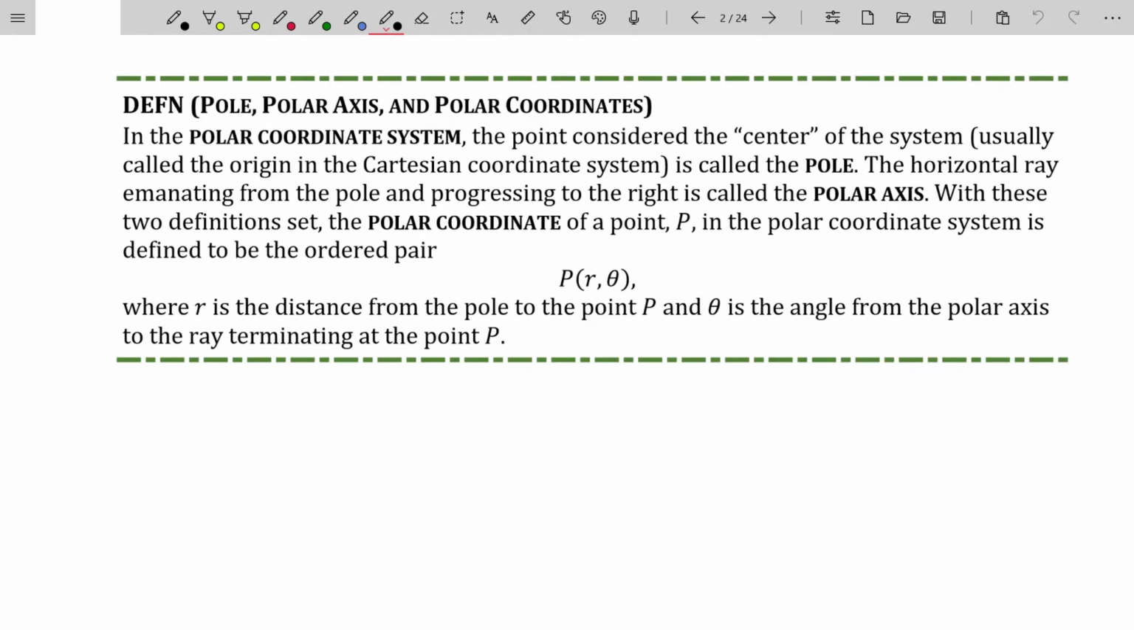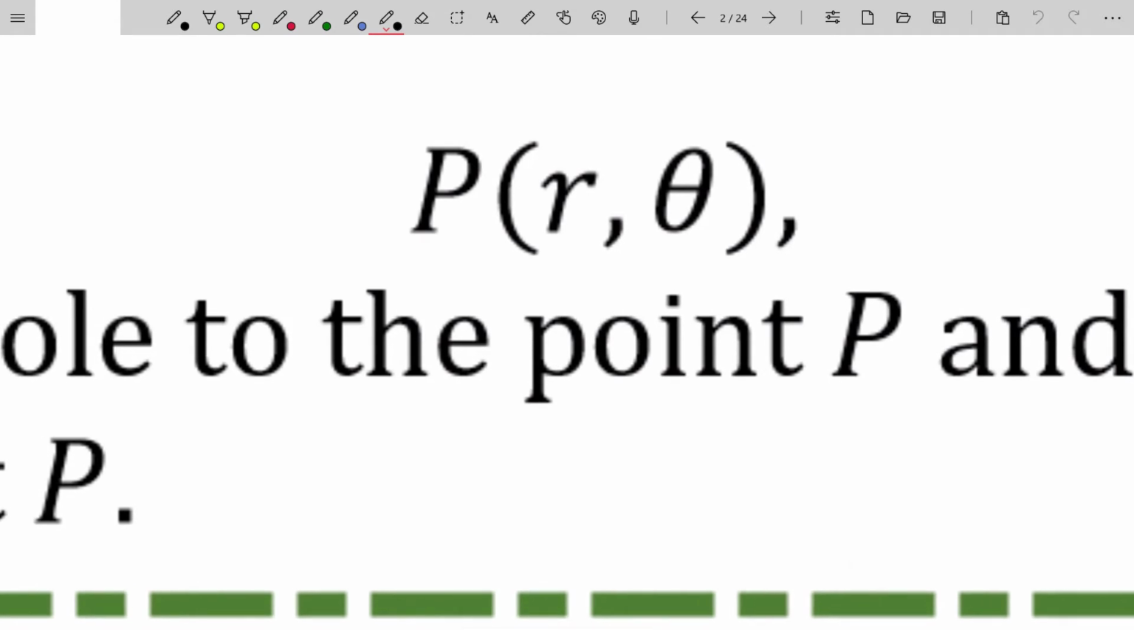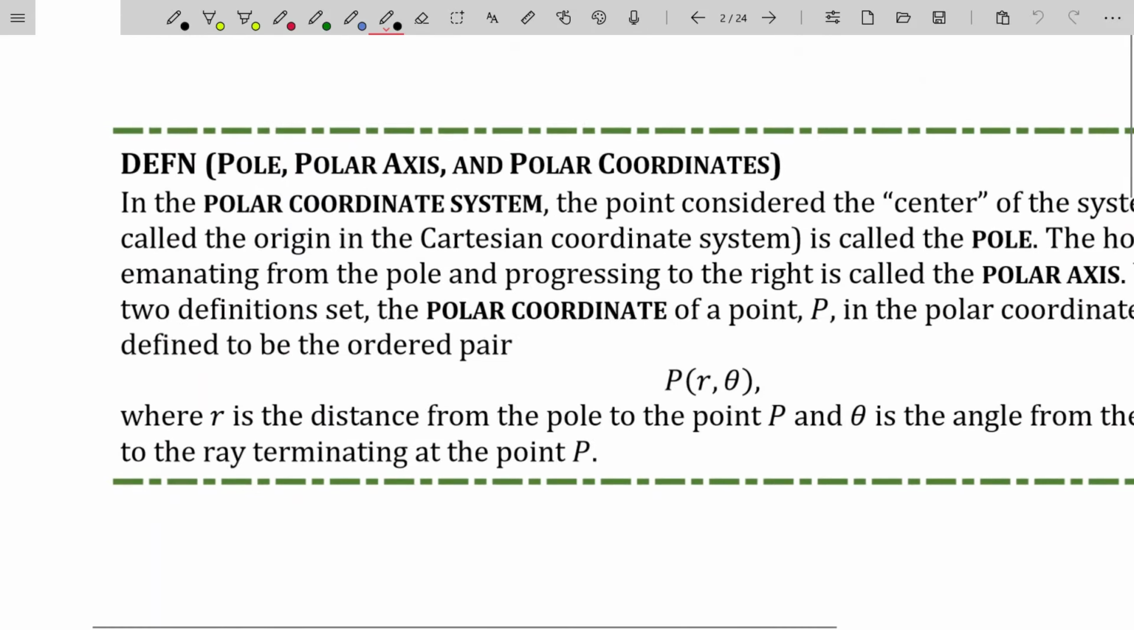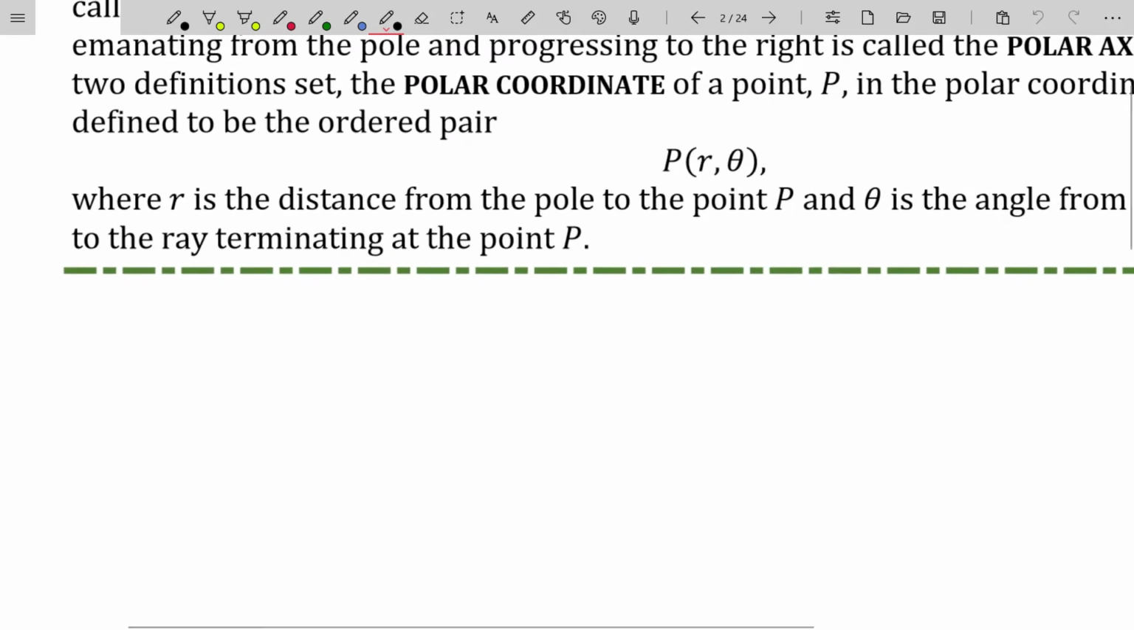With these two definitions set, the polar coordinate of a point P in the polar coordinate system is defined to be the ordered pair (r, theta), which we normally don't write the P next to, but I wrote it there because we're talking about a point named P. Here r is the distance from the pole to the point P, and theta is the angle from the polar axis to the ray terminating at the point P. Again, I just want to mention that r can be negative and theta can be negative. So let me write that down.